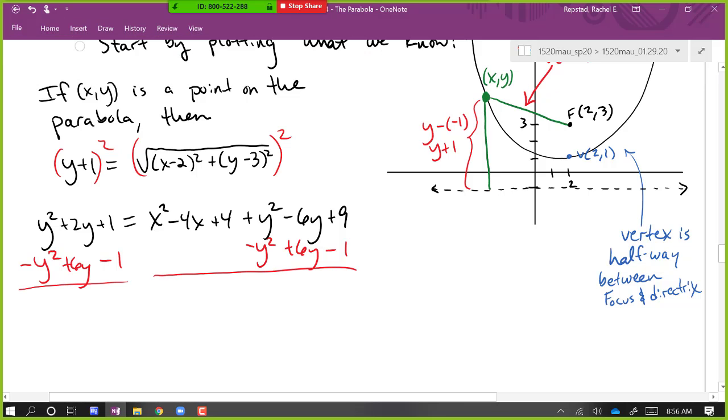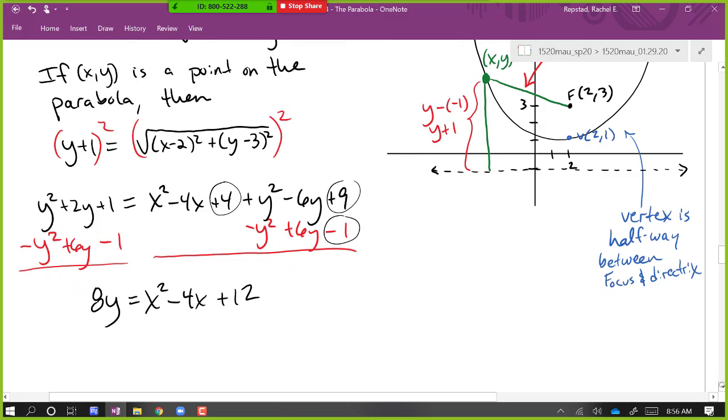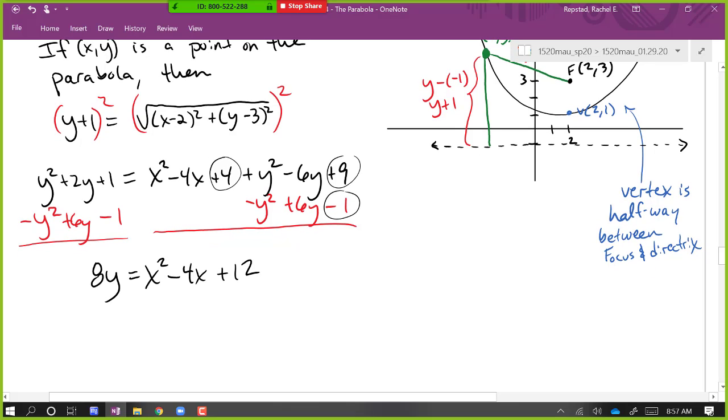Then what we're left with on the left side, the y squareds are gone, the constant's gone, we get just 8y. And on the right side we have x squared minus 4x, and then plus 4 plus 9 is 13, minus 1 is plus 12. And we could divide by 8 or multiply by 1/8. So we get 1/8 times x squared minus 4x plus 12. You could distribute the 1/8 if you want and have fraction coefficients.